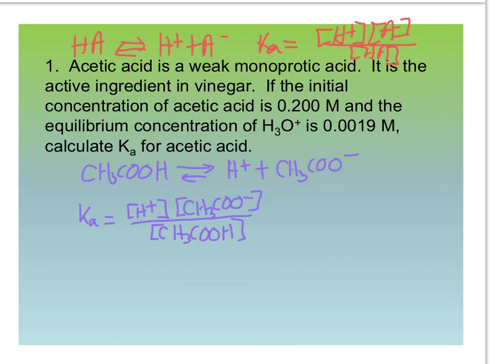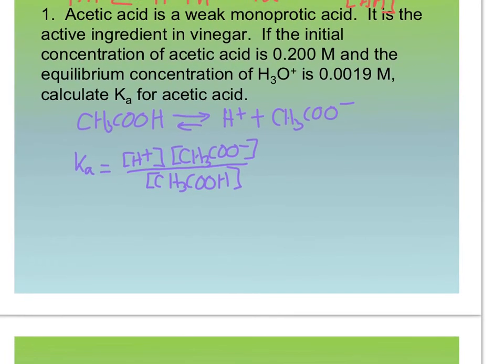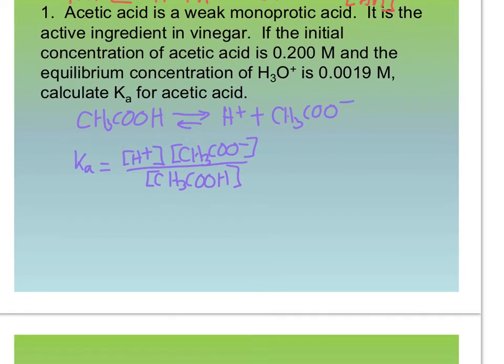So here's what you do. You do something called an ICE chart or a RICE chart. So I'm going to go ahead and do that. What you do is you write your equation. I'm going to rewrite it down here. Let me move this a little bit. And I'll rewrite this equation here for myself. Again, you can write the HA equation, that works as well.